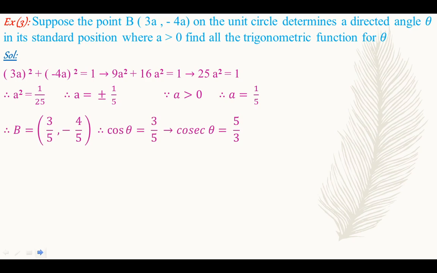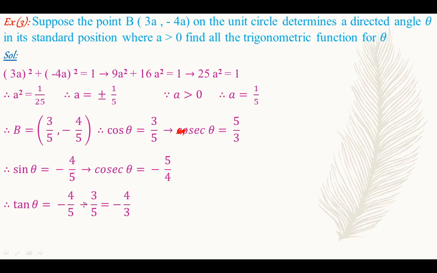Now we are going to write the point B, which equals 3 over 5 and negative 4 over 5. Cosine theta equals 3 over 5 and its reciprocal is sec theta. The reciprocal of cosine is sec theta, not cosec theta. So we are going to remove the two letters co. The reciprocal of cosine theta is sec theta and it will be 5 over 3. Sine theta equals negative 4 over 5. Its reciprocal is cosec theta, which equals negative 5 over 4. And the last one, tan theta, sine over cosine, negative 4 over 5 divided by 3 over 5 equals negative 4 over 3. So the reciprocal of tan theta is cotan theta equals negative 3 over 4.